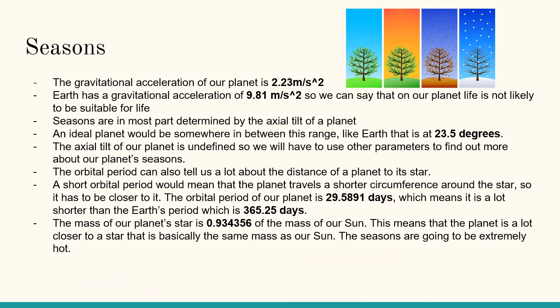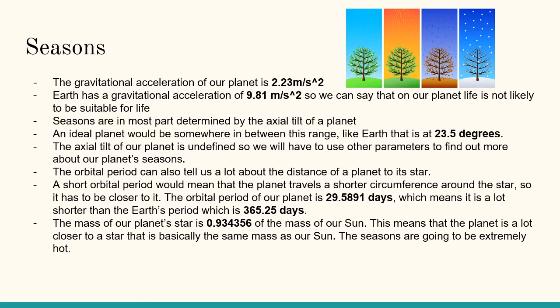Now let's pass to the seasons. On our planet, with the calculations, we found that the gravitational acceleration is 2.23 meters per second squared. Earth has a gravitational acceleration of 9.81 meters per second squared. So we can say that on our planet, life is not likely to be suitable.